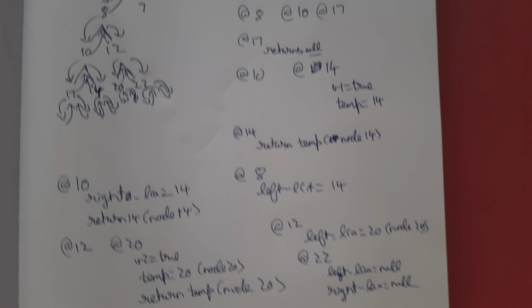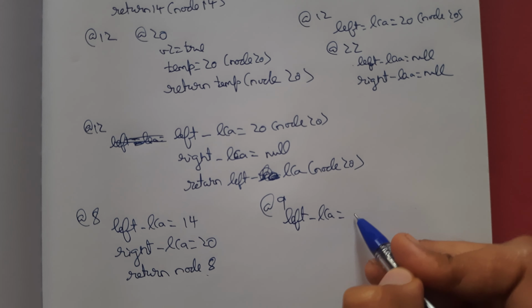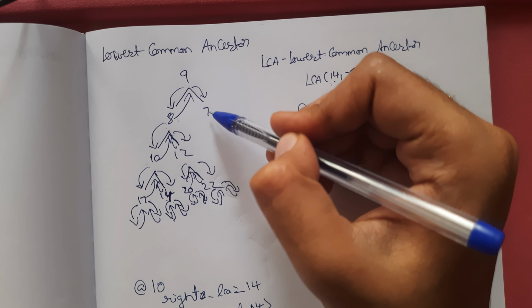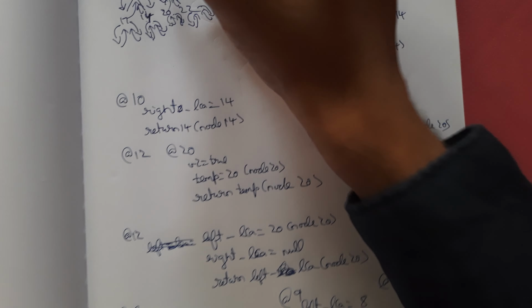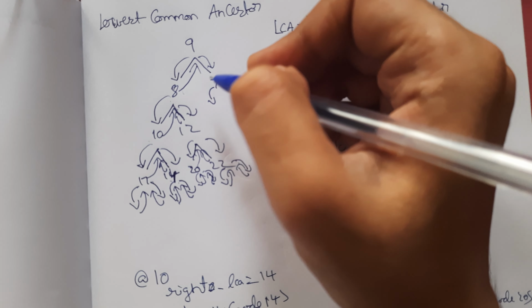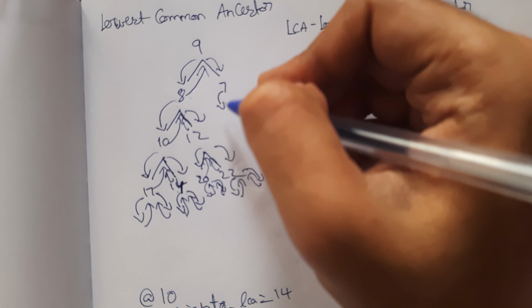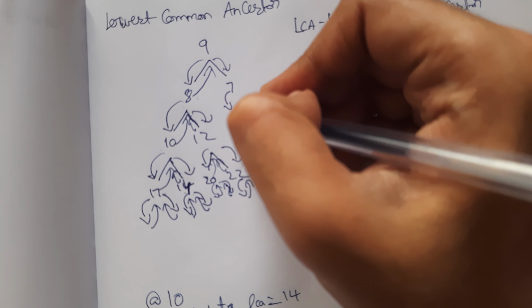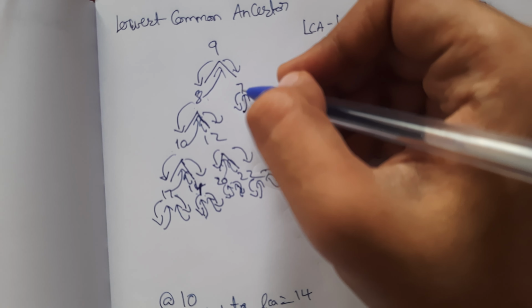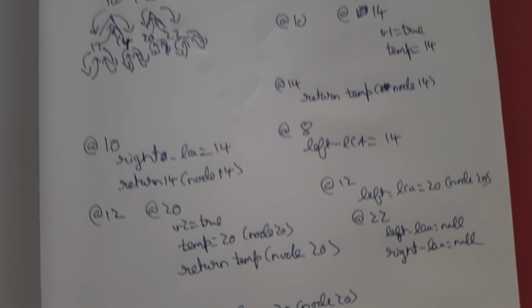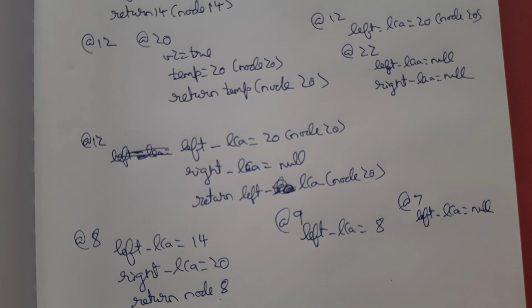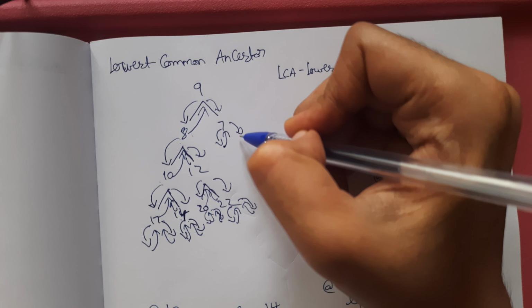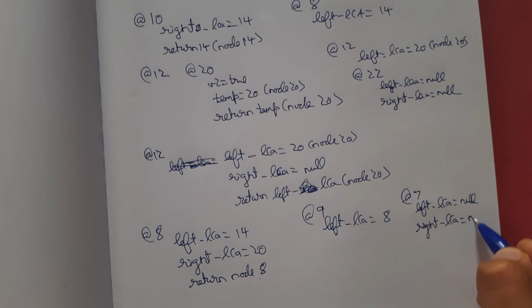So at node 9 we will have the value of left LCA as 8, and we again go to the right subtree of node 9, which is node 7, and at 7 we go to the left subtree of 7. Before going to the left subtree, we see that the first two if conditions aren't satisfied at node 7, so we go to the left subtree of node 7, and since that returns a null value, we go back to the control. So left LCA at node 7 is null, and right LCA is also null.